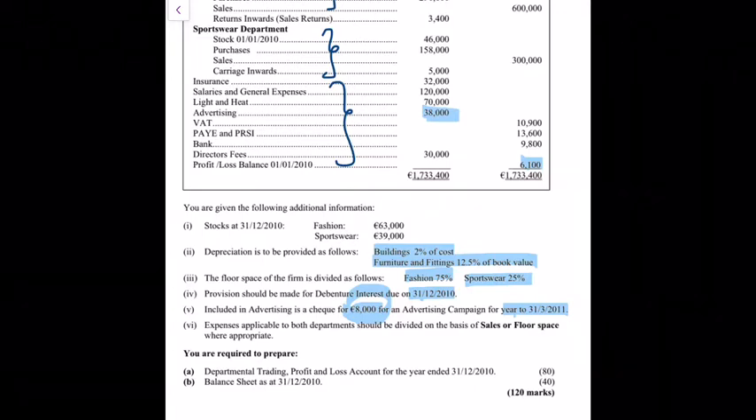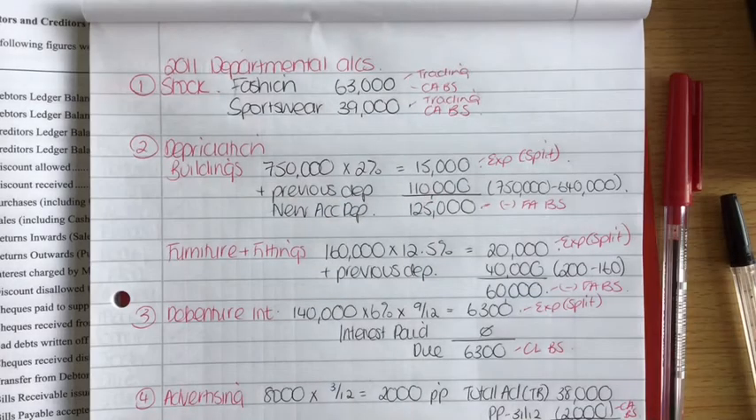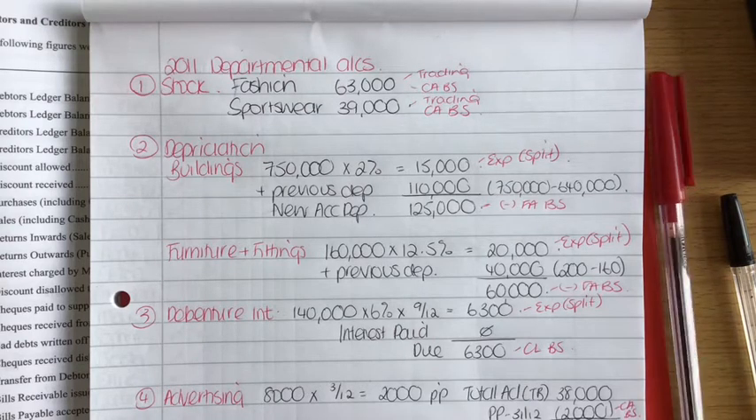So the balance sheet is as normal, a standard balance sheet that you would have with any type of question 1. However, the departmental trading profit and loss account is the one with all the columns. You'll have a few extra columns for each department. So these are my adjustments for the question. We're looking at the additional information below the trial balance, and the first thing is our stocks at the 31st of the 12th, 2010, fashion and sportswear.